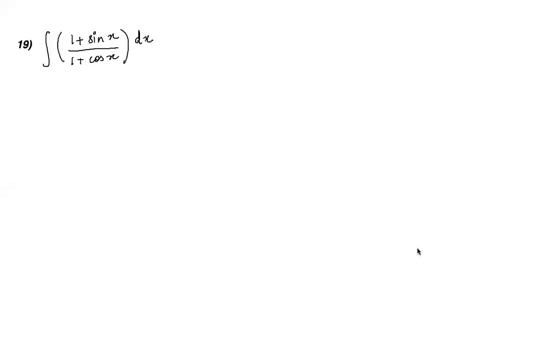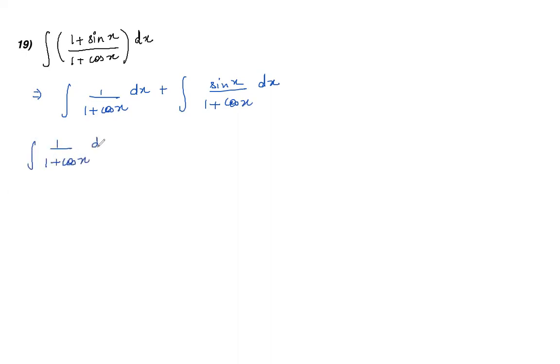Now in this question, I need to integrate 1 plus sin x upon 1 plus cos x into dx. So first I'm going to distribute the terms of the numerator. I'm going to write it as integration of 1 upon 1 plus cos x into dx plus integration of sin x upon 1 plus cos x into dx. Now I'm going to perform integration for both the terms independently. So let's first solve for integration of 1 upon 1 plus cos x into dx.